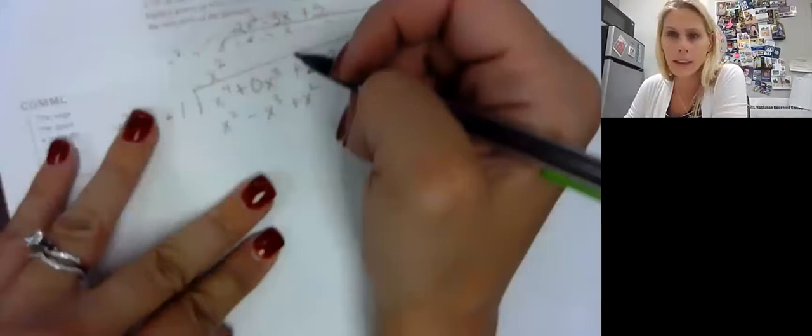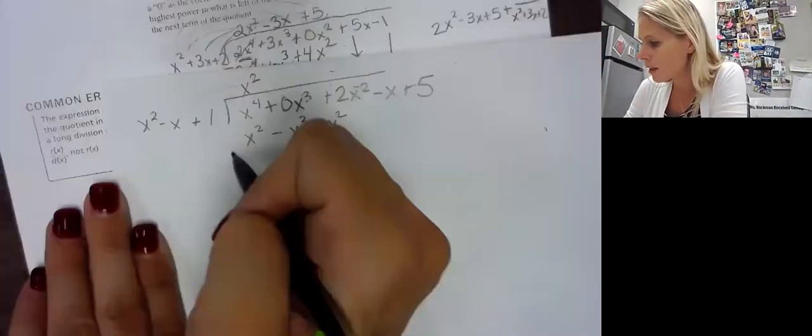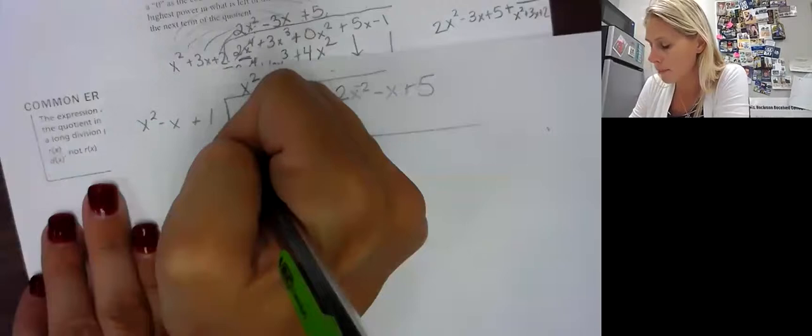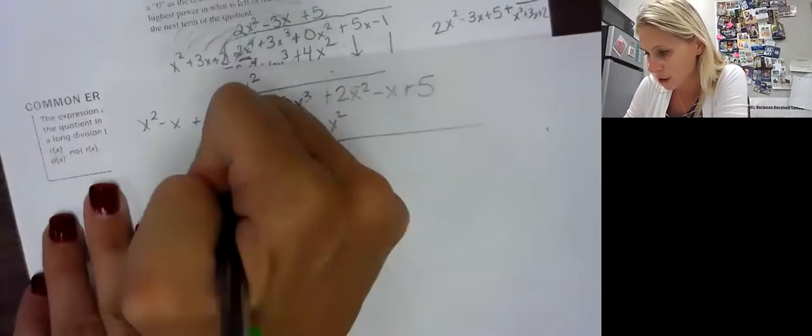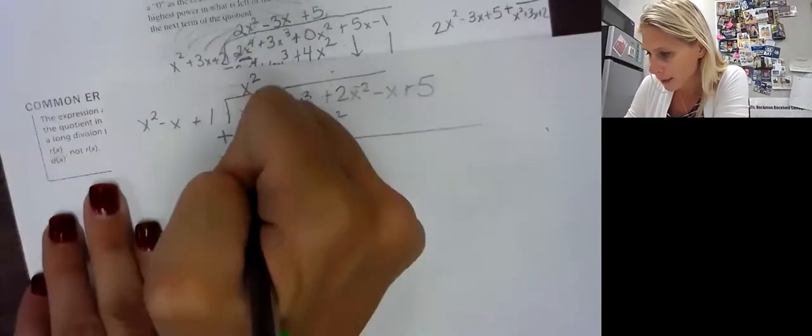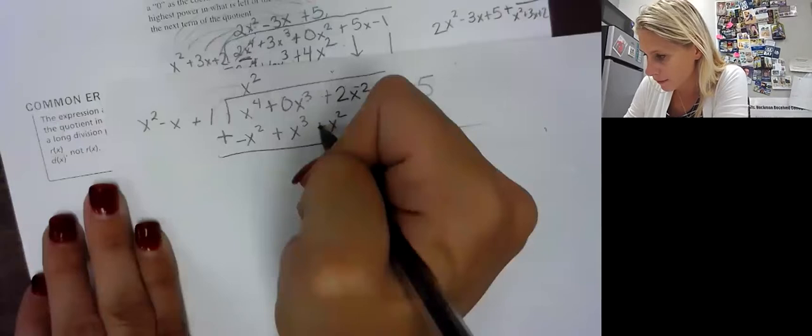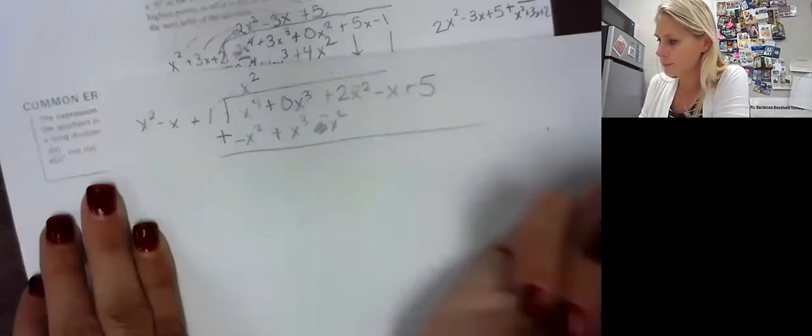Plus 2x squared minus x plus 5. So now you see, I'm glad I made that mistake because I see you guys making that a lot all the time. So see how they line up now? Okay, I'm going to subtract straight through, right? But I'm going to change the sign. So if I change this to addition, this becomes a negative, positive, negative.